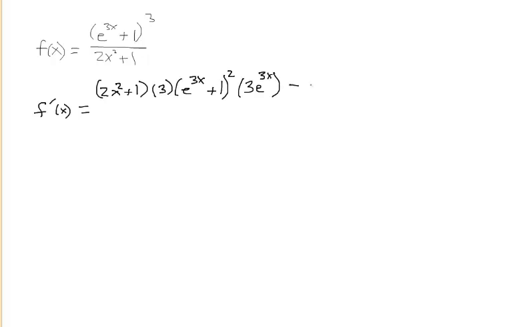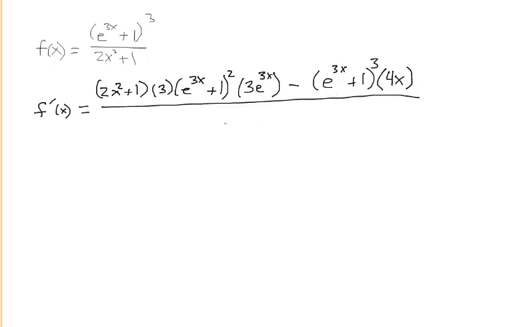minus the numerator, so e to the 3x plus 1 to the third, times the derivative of the denominator, which is 4x, all divided by the denominator squared, 2x squared plus 1 all squared. And that was the combination of the quotient rule and the chain rule.